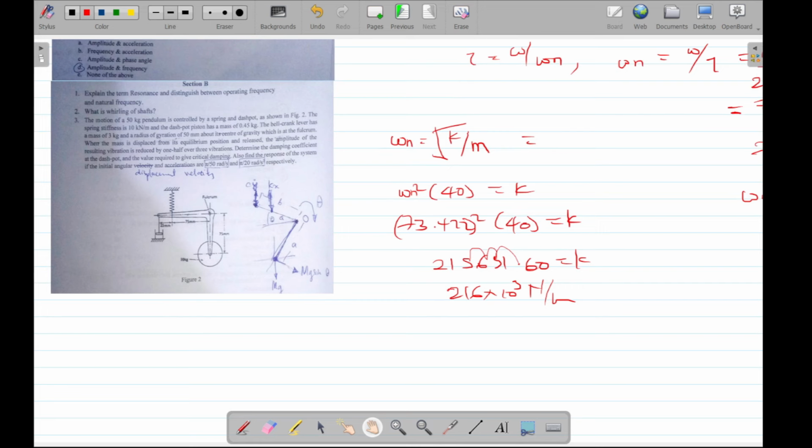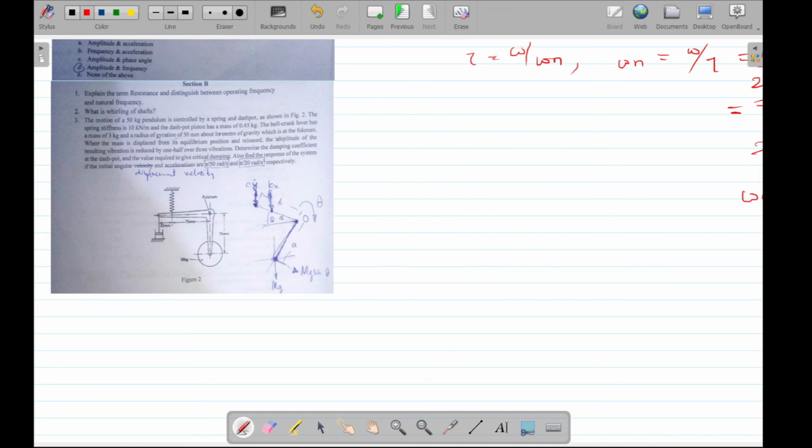When we come here, explain the term resonance and distinguish between natural frequency and operating frequency. Okay, so resonance occurs when... let's do something here. So for a forced system, if you force a system to vibrate, you vibrate it with an operating frequency, which is omega. So with a forced system, let's say forced vibration on undamped systems, we are going to have something like the response x naught being tau, no, delta rather, delta over 1 minus tau squared.